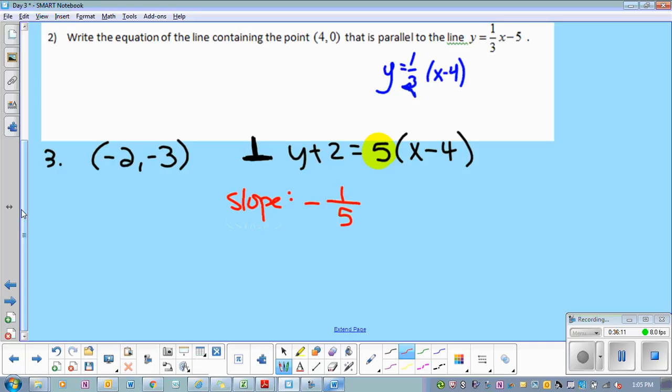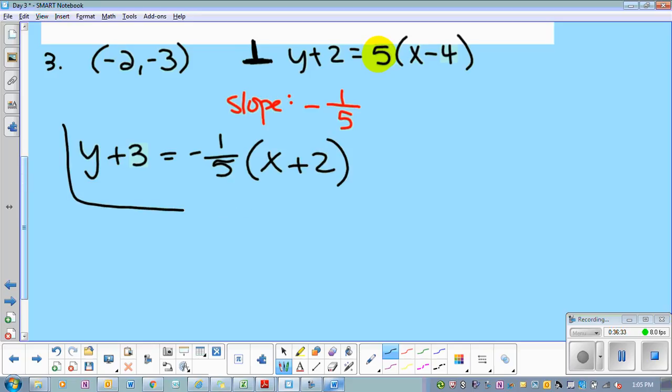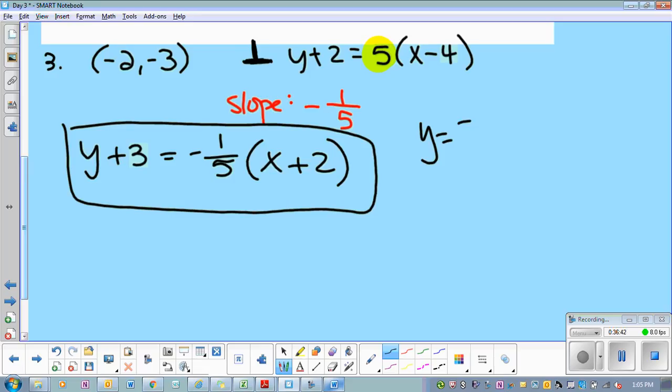Can I do this one? I wanted to call somebody, but sorry. So y plus 3, because it would be a minus a negative, right? Equals -1/5 times x minus a -2, so that's plus 2. Yes? So there you go. Or if you did it the other way and you just made it equal to y, then this would be y equals -1/5 x plus 2 minus 3. Okay?